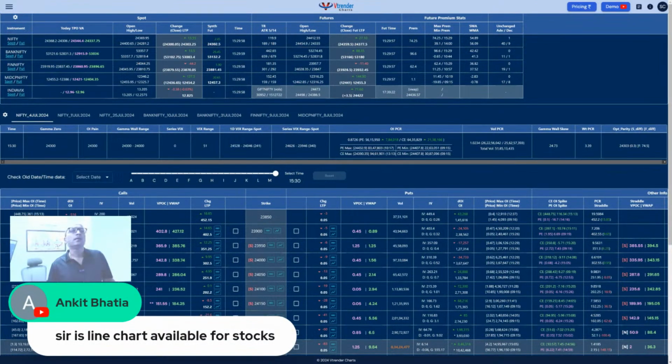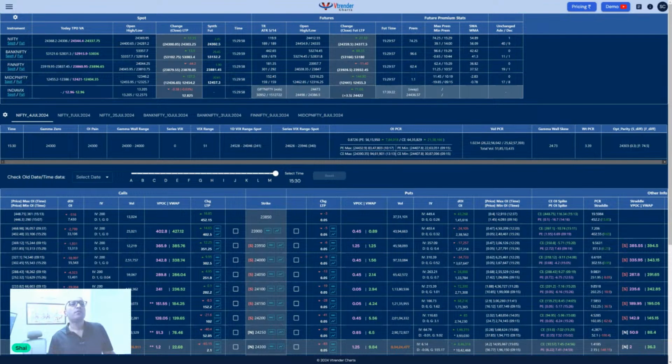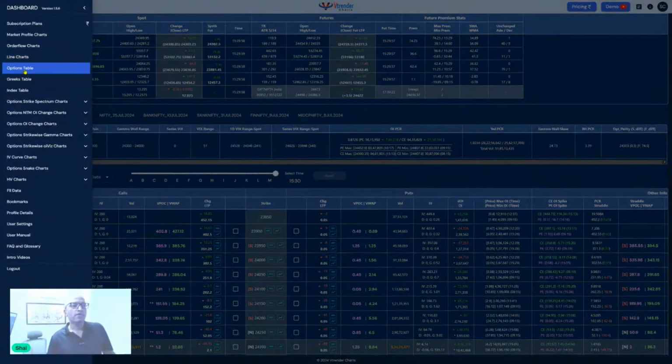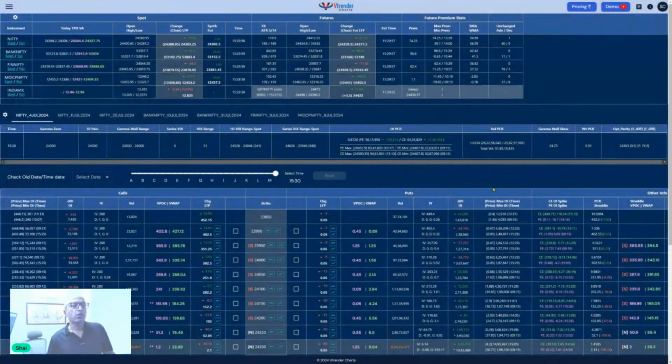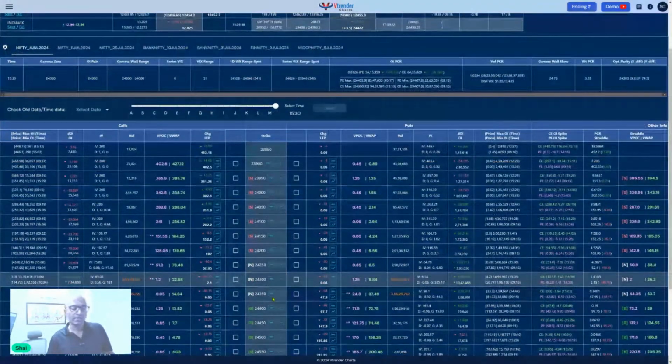Is the line chart available for stocks? Some of the more liquid ones have them, but we'll be having a lot more coming in for stocks. Currently we are focused on how it is working in the options market for the indices, and that's how we are going to be looking at it.